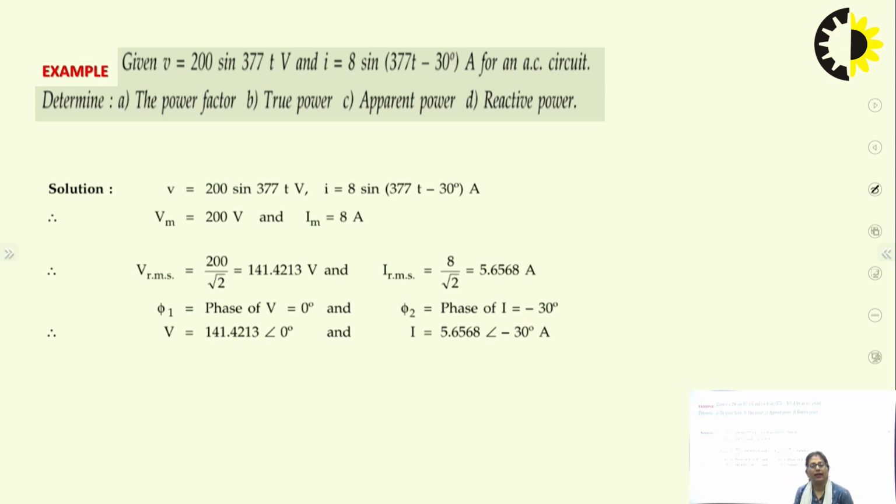How could I write the voltage in phasor, or I must say in polar form, R angle phi form? R represents the magnitude, so the RMS value, that is 141.42, with its phase. Phase is 0. Similarly, the current: the RMS value of the current is 5.65 with its phase. If you see the expression, the phase is minus 30. So, with the phase minus 30.